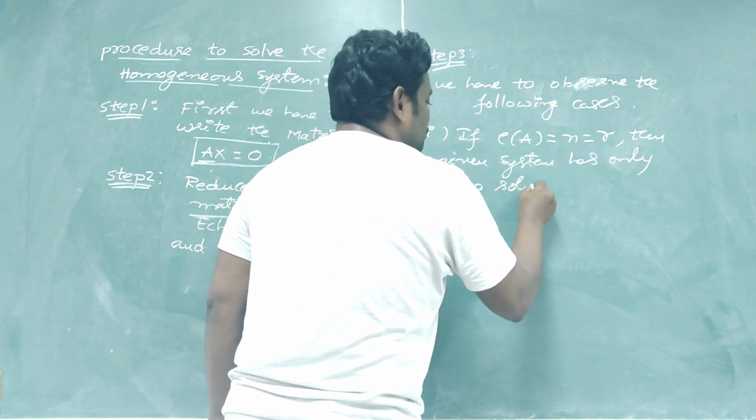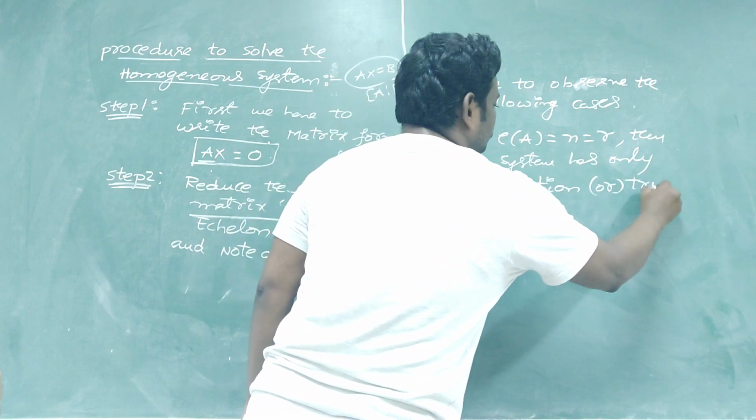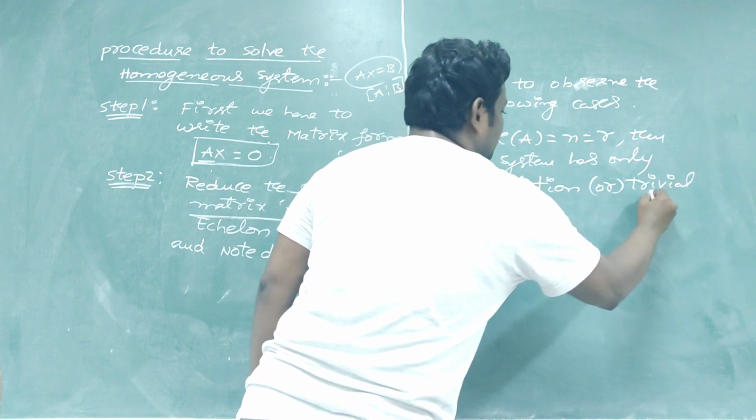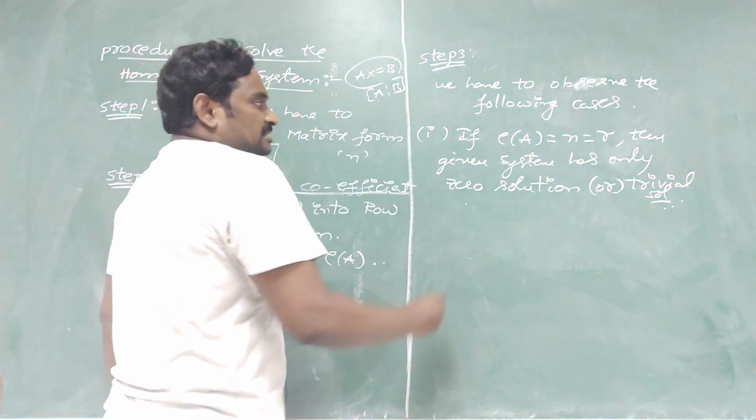What is meant by the zero solution? The zero solution is also known as the trivial solution. Zero solution, otherwise trivial solution. Don't forget this one. This is the first case.